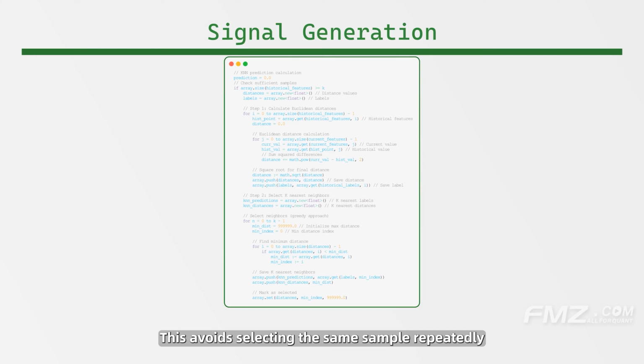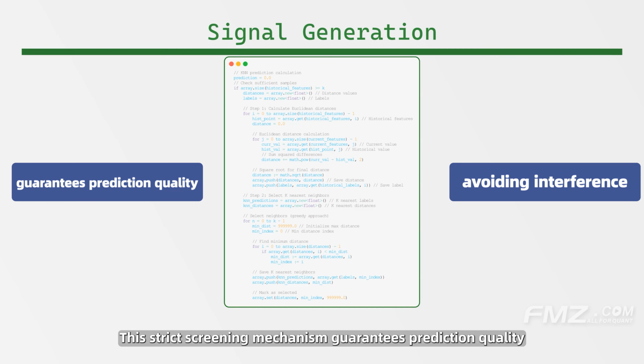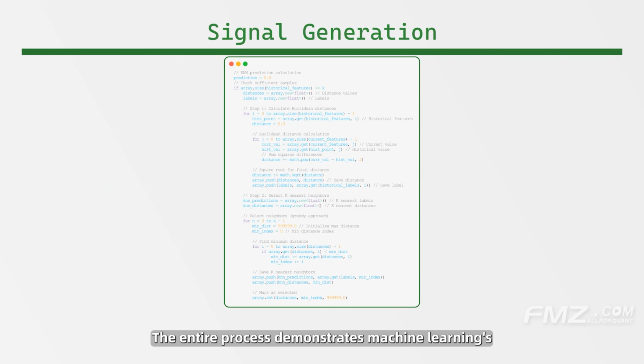This avoids selecting the same sample repeatedly, ensuring the chosen K-samples are truly nearest neighbors. This strict screening mechanism guarantees prediction quality, avoiding interference from duplicate samples. The entire process demonstrates machine learning's transformation from data to knowledge.